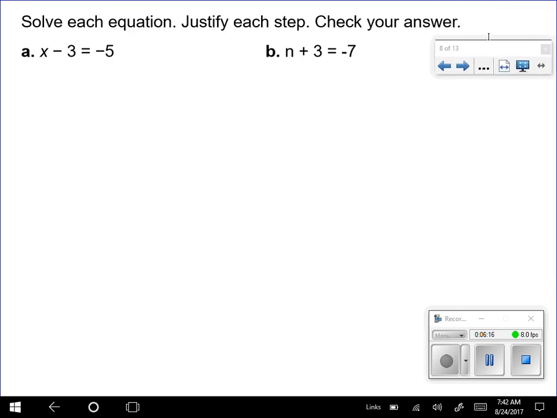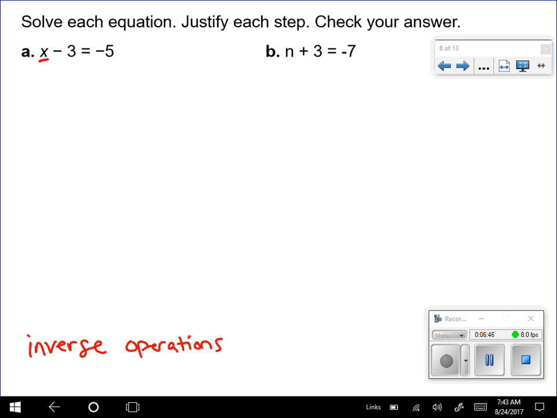Notice the directions. It says solve each equation, justify each step, and check your answer. So remember, if you think back to solving equations, our goal is to get the variable alone. We want to get x all by itself. To do that, we need to use inverse operations. We talked about those at the beginning of the lesson. Inverse operations. Remember, inverse operations undo each other.